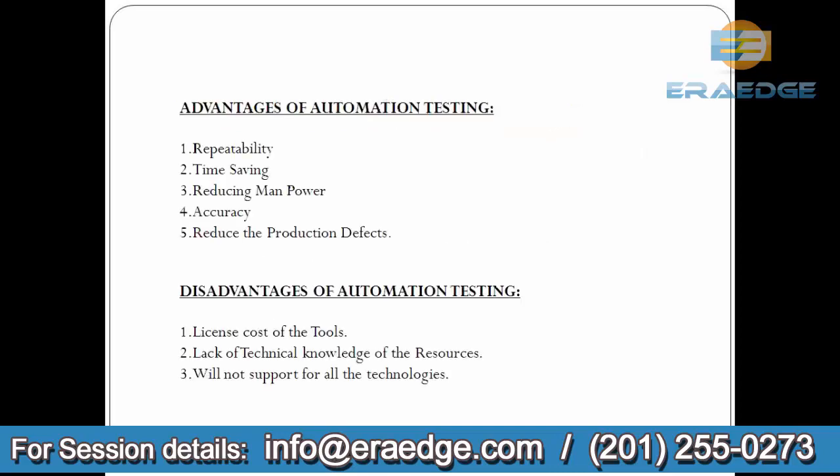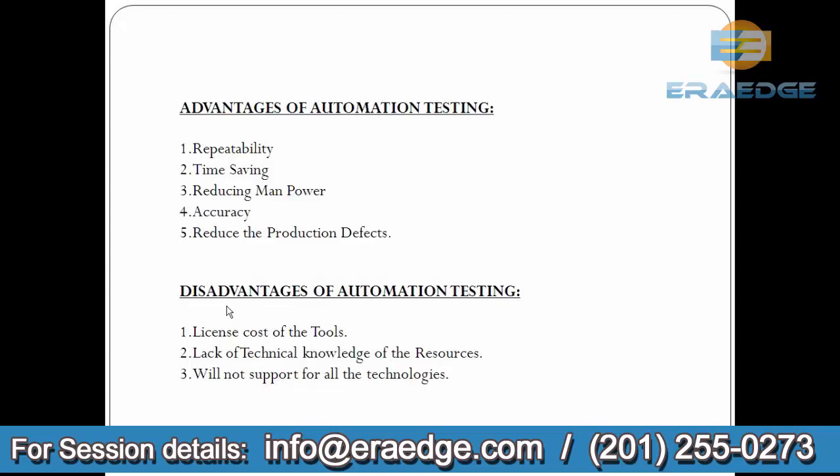Then let us explore the advantages of automation testing. The advantages are repeatability, time saving, reducing manpower, accuracy, and reducing production defects. Repeatability means that if we have a repetitive task, we use automation testing. Using automation testing tools saves a lot of time for us, and it also reduces the manpower. By using an automation tool, we test the application more accurately and we are not going to miss any defects, so it also reduces the production defects.